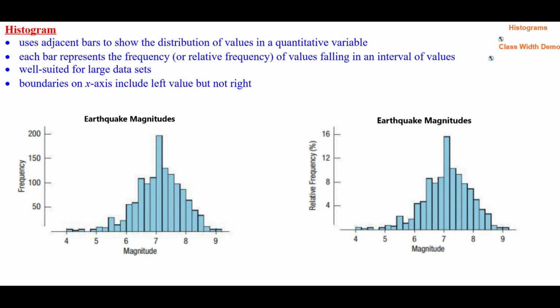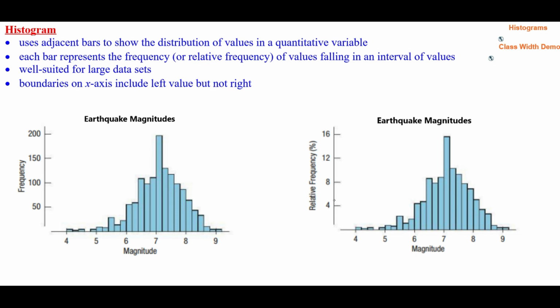So the first is the histogram. So the histogram uses the adjacent bars here to show the distribution of the value. Each bar represents the frequency. So over here on this one we have frequency, or this one is relative frequency of the values that fall in each of the intervals of values. A histogram is good when we have a large data set. So when we have thousands of data values or even 500 data values, a histogram is a good option for that.